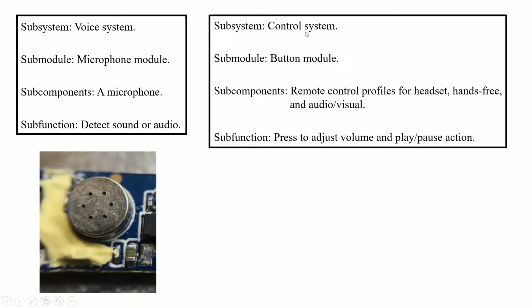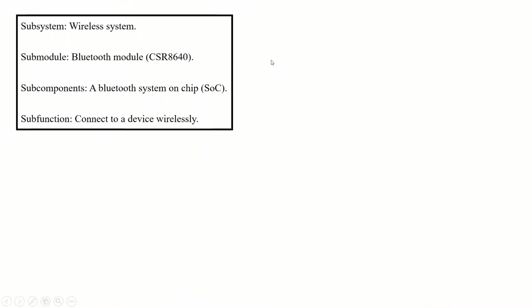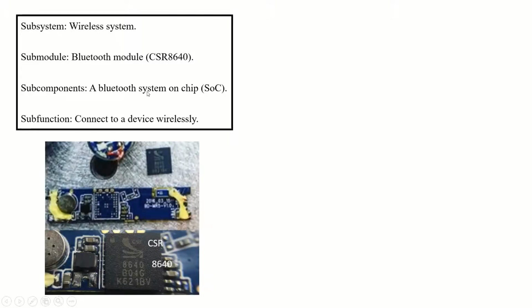Then, for control system, we use button module, and we will have remote control profiles for headset, hands-free, and audio or visual as the component. It will be pressed to adjust volume and play or pause action. After that, for wireless system, we use Bluetooth module, and a Bluetooth system on chip is needed as the component. This helps to connect to a device wirelessly. Here, we stick the Bluetooth system on chip together with the Bluetooth module to make the whole mechanism work as shown in the image below.